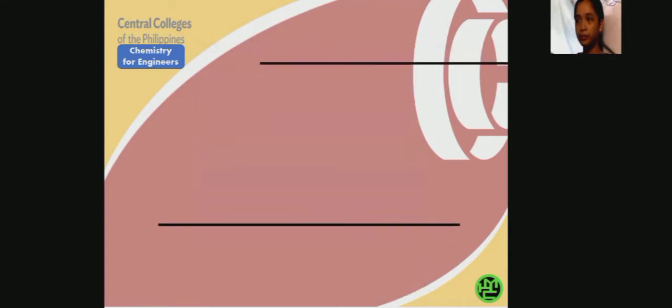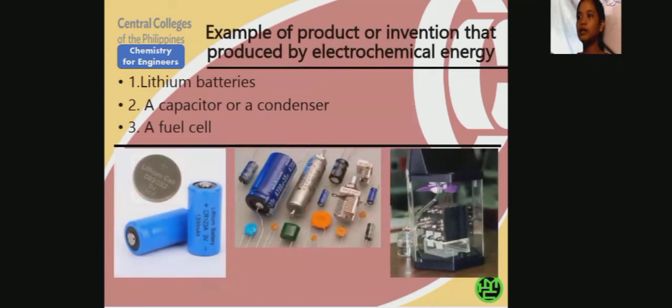Next is example of product or invention that is produced by electrochemical energy. Number one is lithium batteries. Lithium batteries is the batteries that have metallic lithium that called anode. And the other term for lithium batteries is lithium ion battery. It is referred to as an intercalation battery. The word intercalation means to insert.